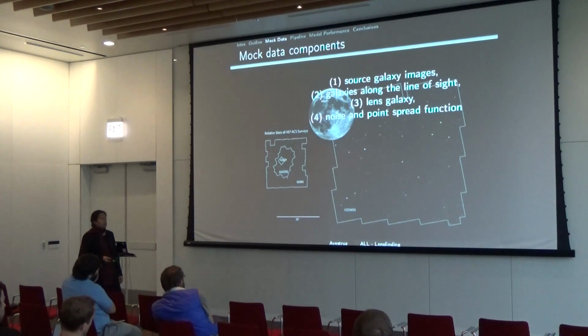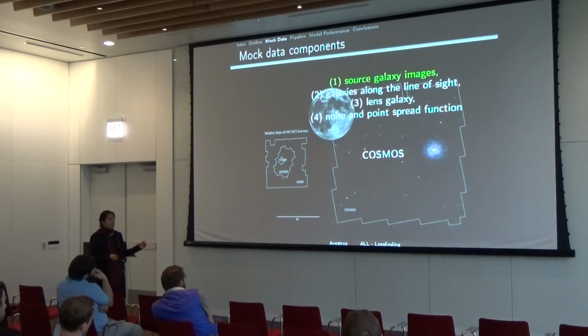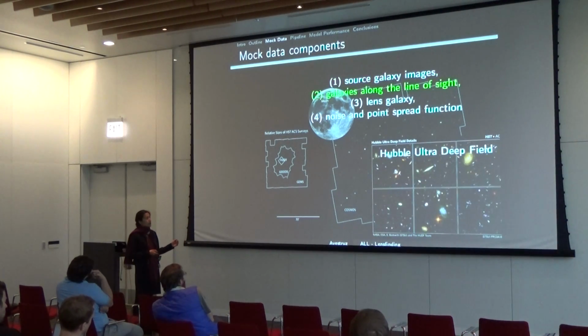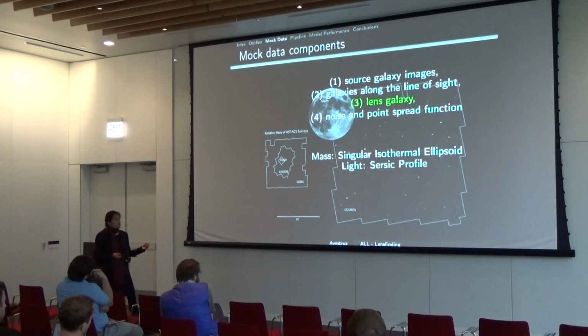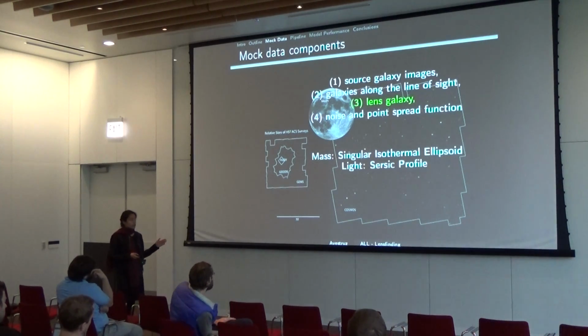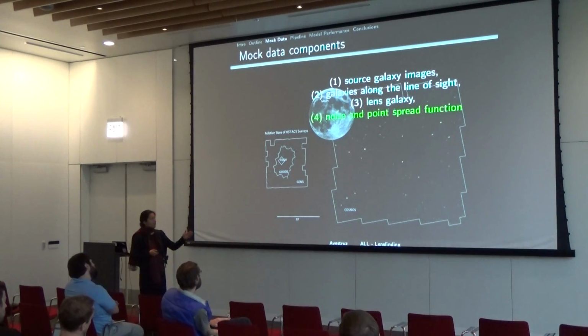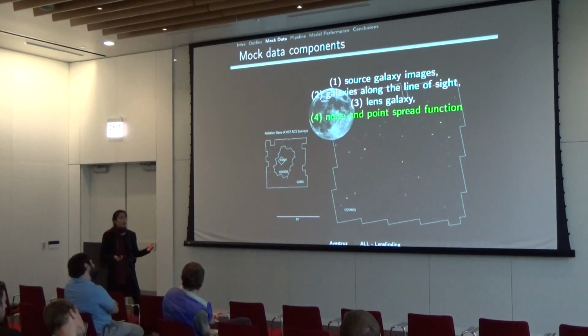So the mock data that we use here basically comprises 4 layers. First, we have source galaxy images, so these are things sitting in the back whose light will get deflected, and those we get from COSMOS galaxies that we basically run through a ray tracing algorithm. We have some galaxies along the line of sight, which we extract from the Hubble Ultra Deep Field. We have a lens galaxy, which we model using a singular isothermal ellipsoid and light following mass with a surface profile. And finally, we have on top of that the noise and point spread function according to the telescope which we would like to imitate.